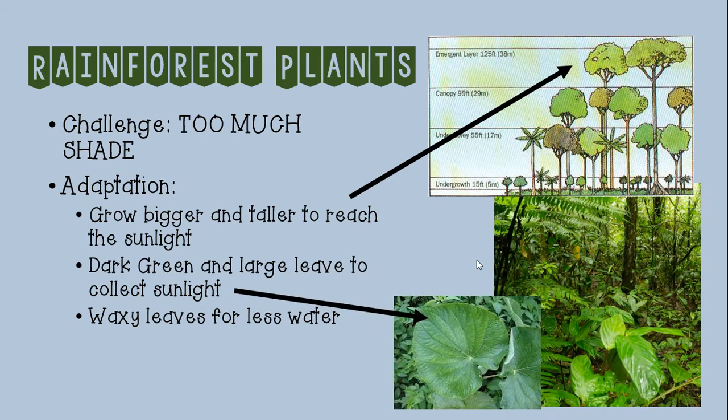One thing we know about the rainforest is that it rains a lot. So they need to be able to protect themselves from drowning. That way, they have waxy leaves in order to remove that excess water.